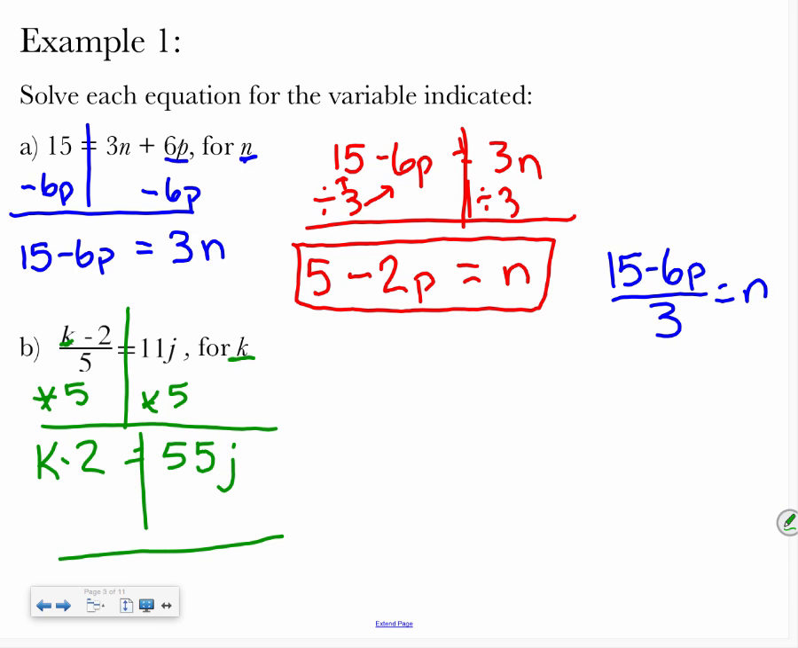Tee it up again because my k is still not by itself. How do I get k by itself? I have to add 2 to both sides. I'm left with k equals 55j plus 2.